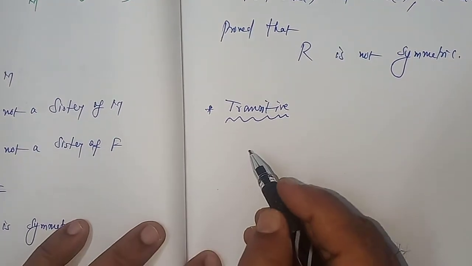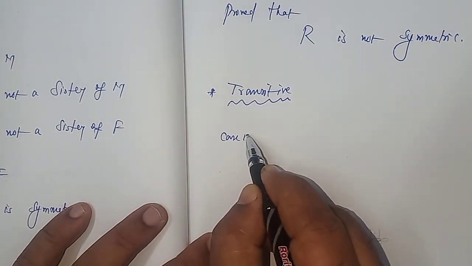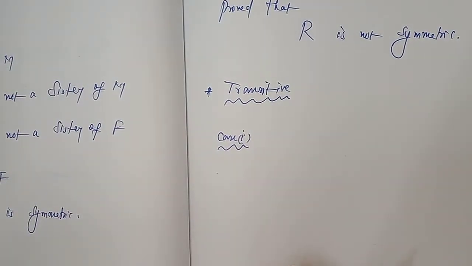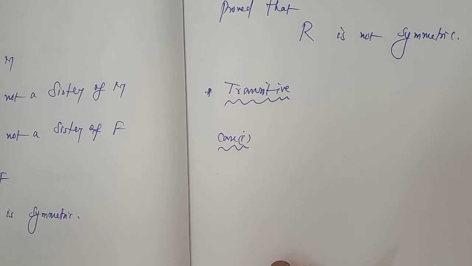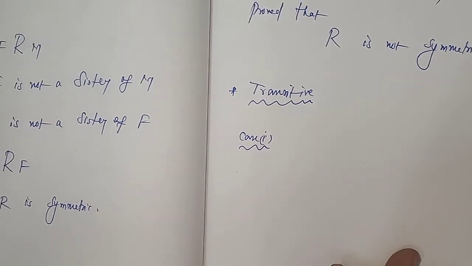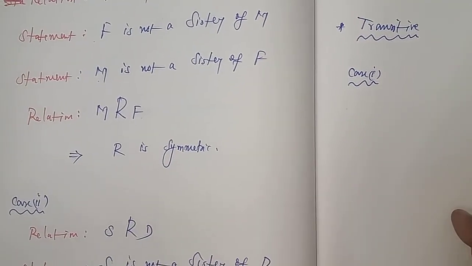Here also we can go for case 1 and case 2. The same procedure what we did in symmetric, the same procedure is to be followed even in transitive. If it is possible to prove not transitive in any one of the cases, the final result is not transitive only. Remember.